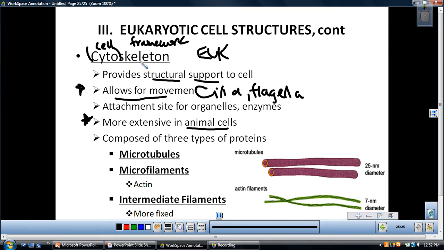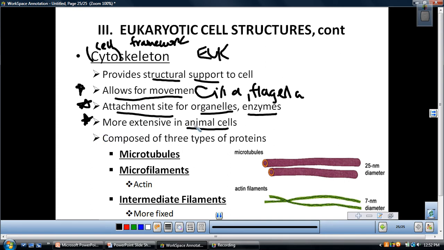So if you look at the function, cytoskeleton provides structure and support. It also allows for movement in the case of cilia and flagella. Okay, another function down here is they're also providing an attachment site for organelles and enzymes, because inside the cytosol, remember the cytosol is the cell gel, but some of those organelles are going to need something to attach to, so that's what the cytoskeleton allows for.